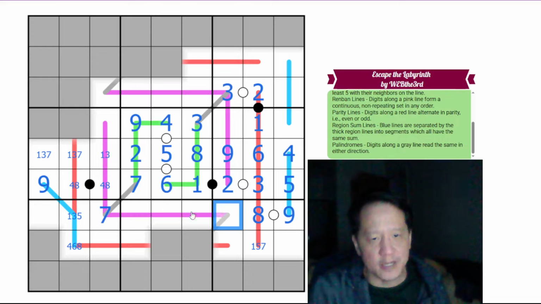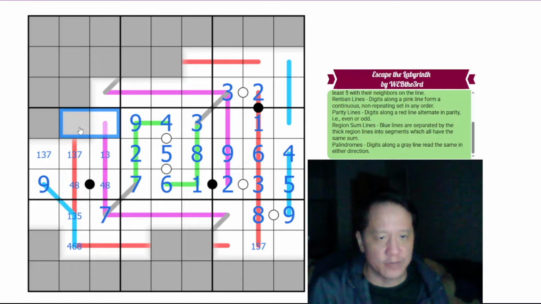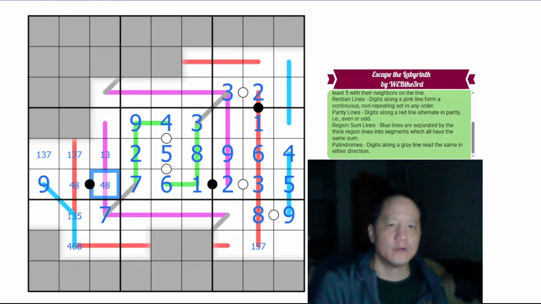This is an 8-length Renban, and it cannot have a 9 because of the 9 in the box and the 9 in the row here. So it has to have an 8 somewhere. 8 cannot be here. 8 cannot be here because of the 4, 8 pair in the box. So this must be 8 here. So we have 8 here, and this is 4.